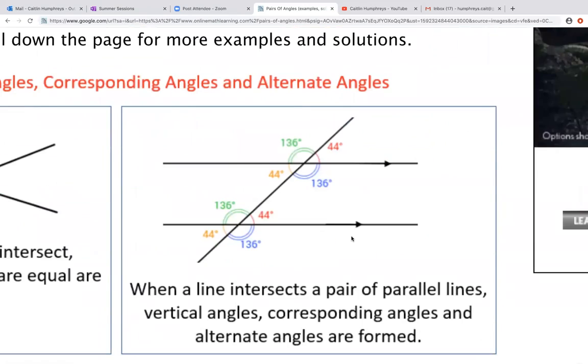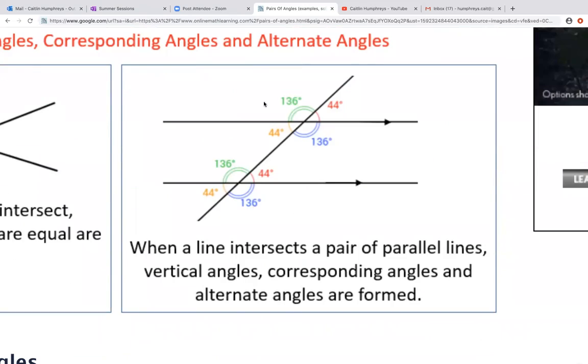Okay, so if you look at this diagram, this is basically the exact same thing I just drew. You notice there's an angle here, here, here, here, all of these basically little semicircles. So if you count, there's 1, 2, 3, 4, 5, 6, 7, 8. And those eight angles make up all of these different pairings. So you'll notice we have vertical angles, corresponding, and alternate angles.